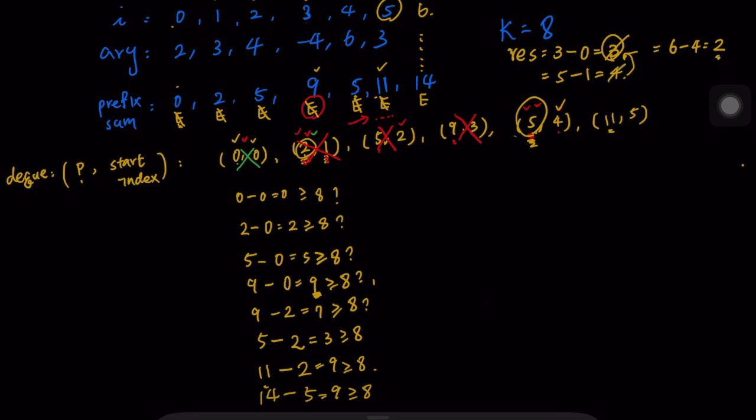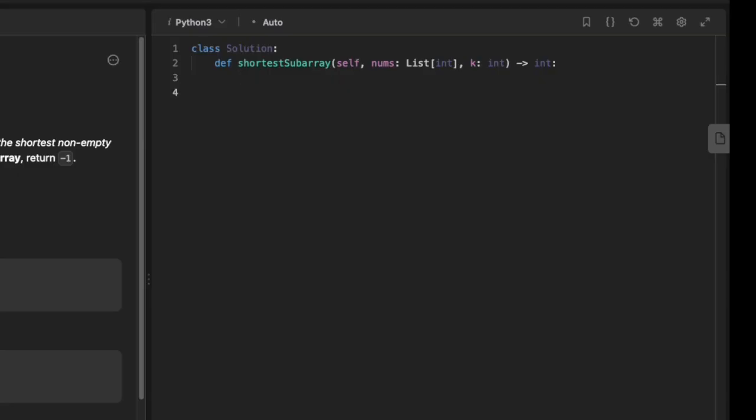Also, we have to pop out the element from our deque and put the value here as our potential start index, and then move our end index to the next position. We can stop here because we already reached the end of the array, and there is no end index for us to calculate the subarray. Okay, now let's start coding.